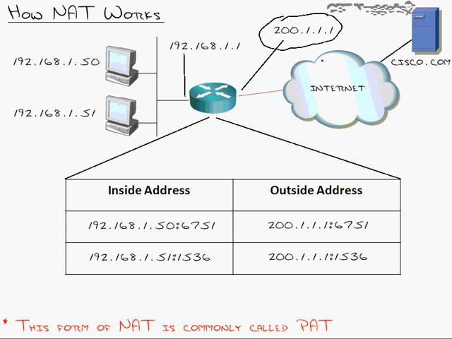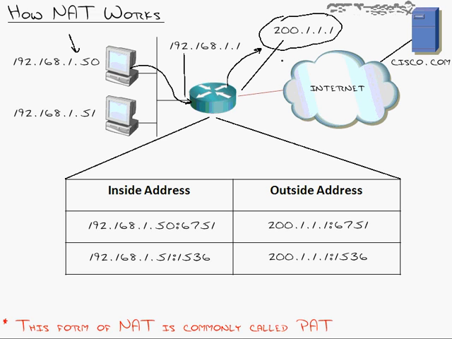200.1.1.1. Now, the way that NAT works is when this computer goes to the router to access the internet, the router realizes, you have a private address, and private addresses are not routable by the internet. So what I will do is I will translate you to use this 200.1.1.1. So let's say 1.50 decides to access cisco.com. Well, when it goes through the router, it will become this public address.